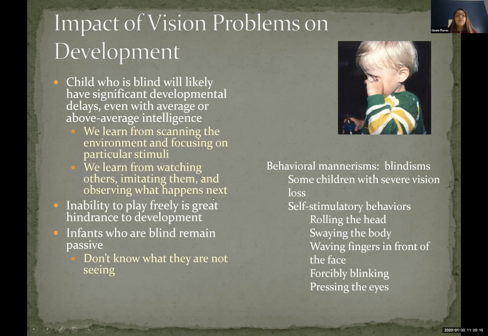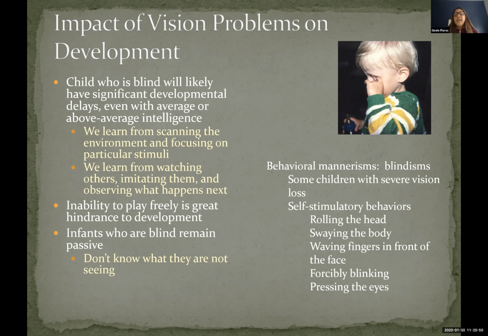One of the biggest hindrances is the inability to play freely. Children who can see are able to explore their environment and able to see, hey, there's a drop right there on that step. I better be really careful crawling down it. But a child with vision impairment isn't going to have that same eagerness to explore, because they're going to be so cautious. They don't know what's coming next as they're exploring their environment. And so they tend to not explore as freely, which also impacts development.